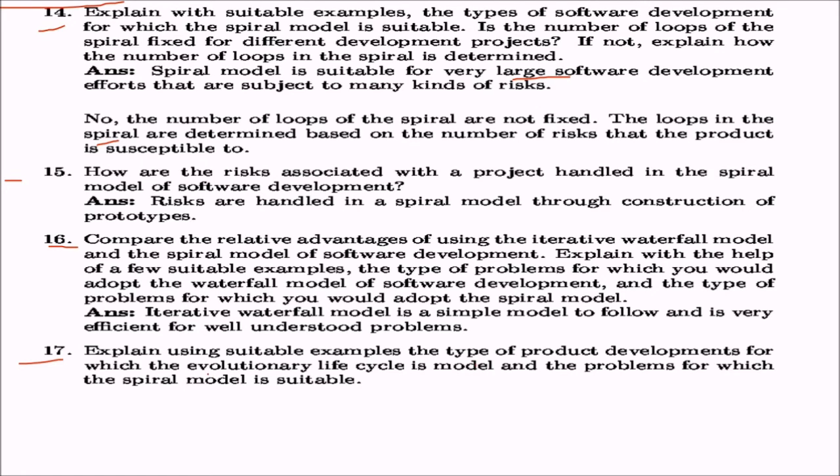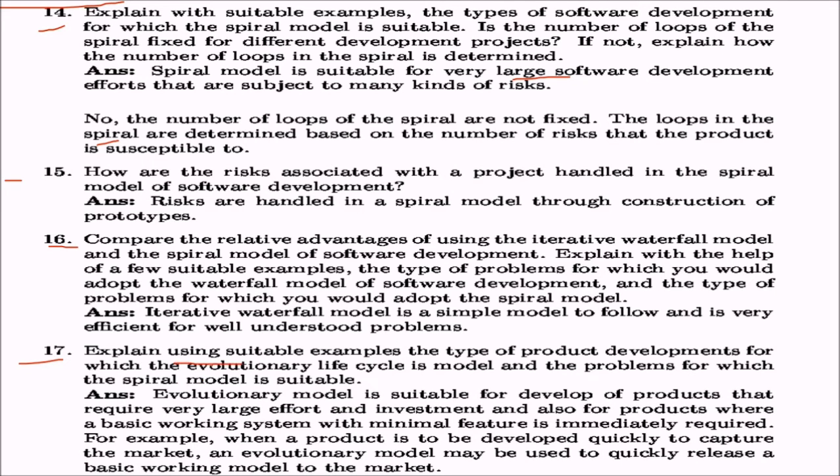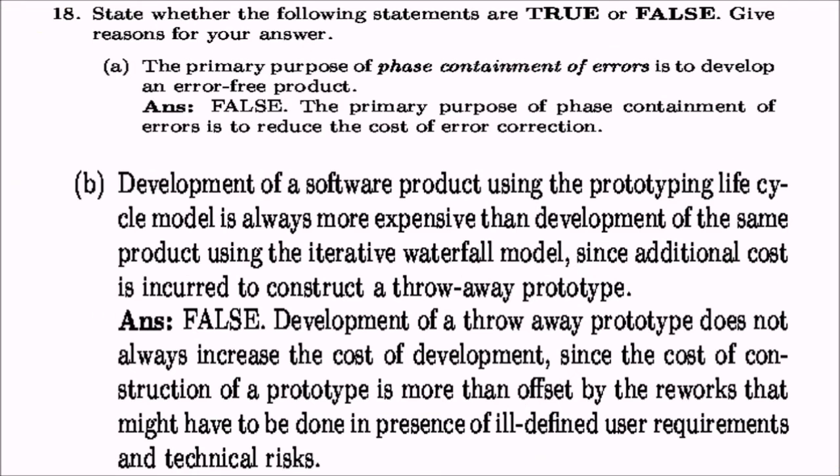17. Explain using suitable examples the type of product development for which the evolutionary life cycle model is used, and the problems for which the spiral model is suitable. The evolutionary model is applied to develop software or products that require very large effort and investment, and also when the customer requires a basic working system with some minimal features right now. He says, okay, give me some working system so that I can start my work, and then you can add to it. Let us take an example. When a product is to be developed quickly to capture the market, you go in for the evolutionary model. We quickly release a first version, the basic working model, to the market, and then you try to add various features, and you can also charge for these features.